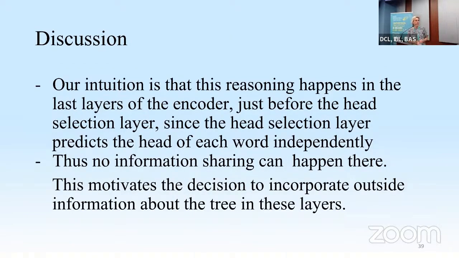Okay, so our intuition is that this reasoning happens in the last layers of the encoder. I already mentioned that, just before the head selection layer. Since the head selection layer predicts the head of each word independently, no information sharing can happen there. So that's why we get this information from outside sources in the middle layer before we go to the head selection layer. That is the idea. But of course, it's just an intuition, right? So we could get other results from other languages and experiments.